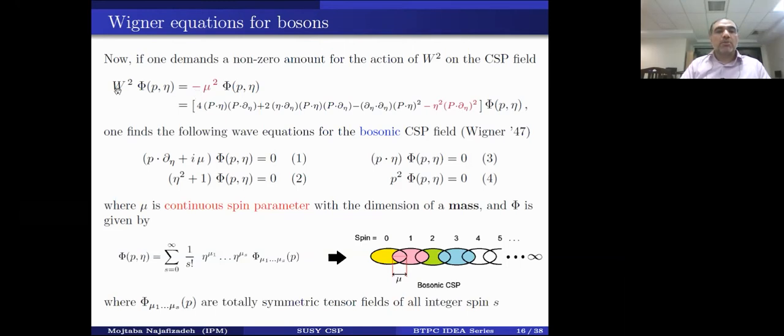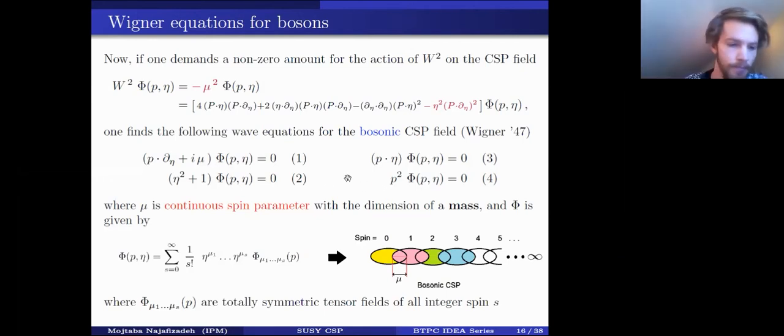But W had a dimension of a mass, so W square should have a dimension of mass square. So equations 1 and 2 are necessary and are independent equations, but these other equations can be obtained from equations 1 and 2. So for example, as I said, if you choose another possibility, you cannot obtain P square on phi equals 0. Okay, thanks. You're welcome.